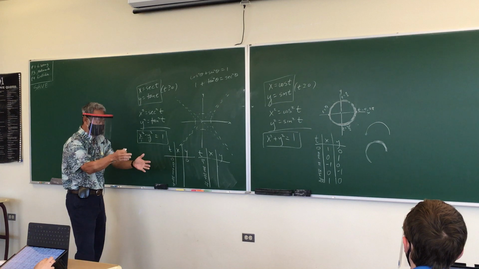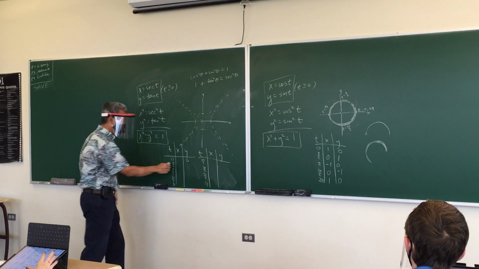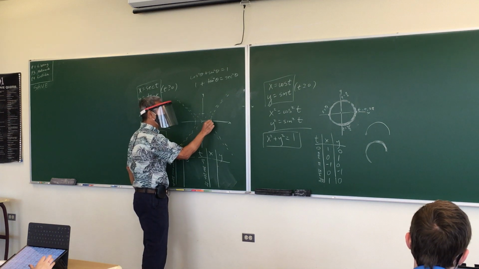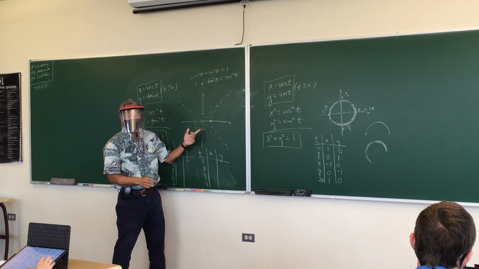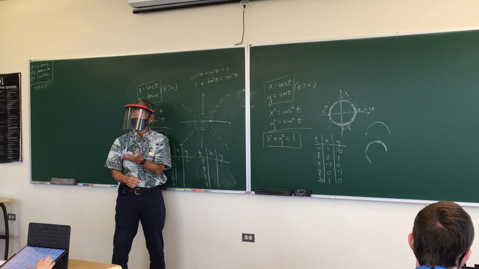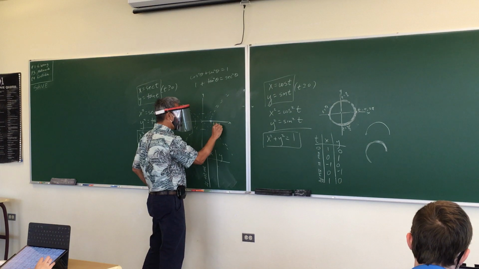What is cosine of 0? 1. Flip it over. 1. There you go, 1. Oh, so the particle starts here now. If you come up with a point that's not on this graph, you did something wrong. The point has to be on the graph. Okay, so here is the initial position now.